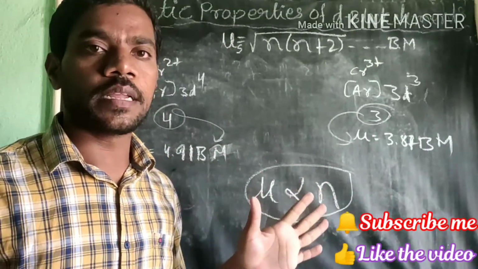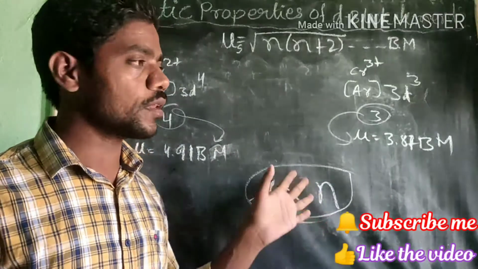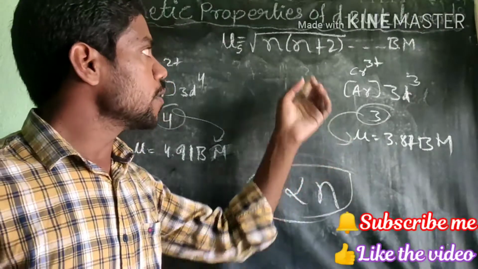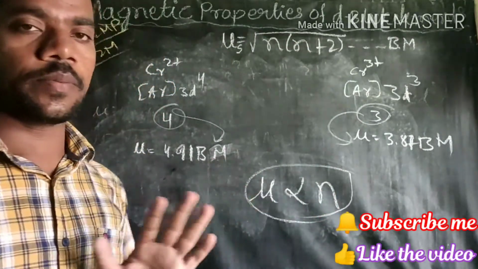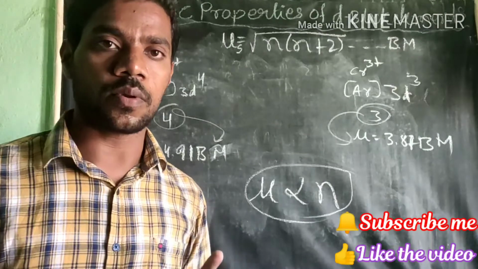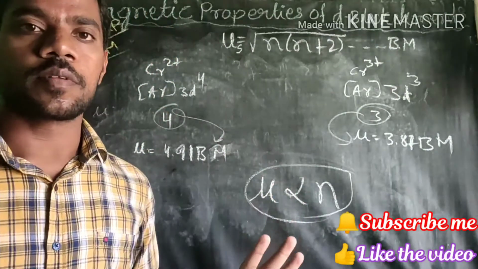Okay, solve plenty of problems. Write the electron configuration, calculate the number of unpaired electrons, substitute in the formula, and you get the answer. At last you have to write the Bohr magneton unit. If you don't write the unit, you lose 1 mark. Solve plenty of problems, dear students.